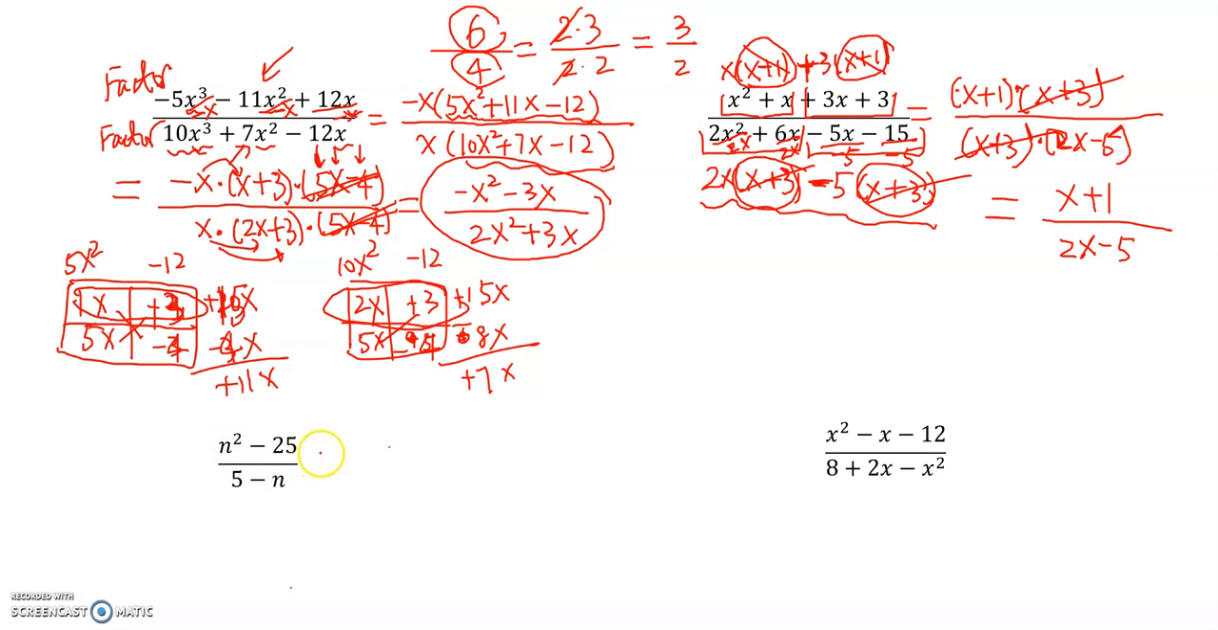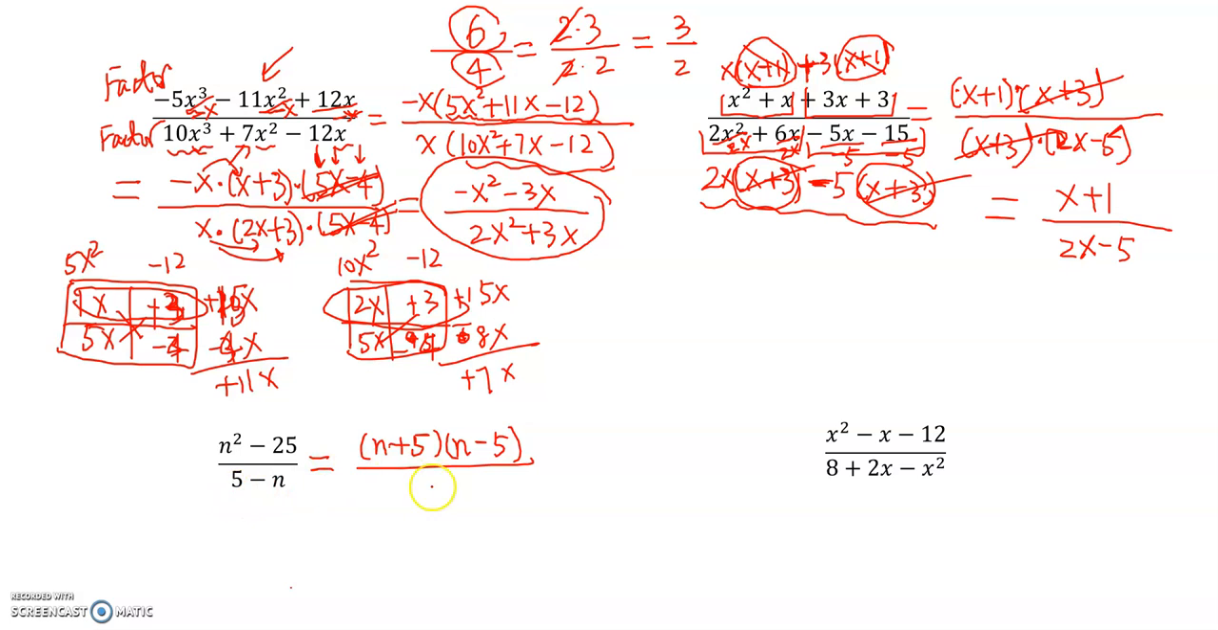Okay, now in the next case, when we look at the top, we immediately notice this is a difference of 2 squares type. So we factor it as n plus 5 times n minus 5. In the bottom denominator, there's nothing to factor out. No GCF, no difference of 2 squares, and not grouping, not trinomial.